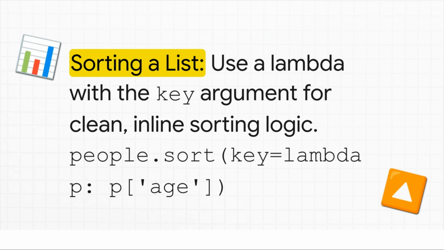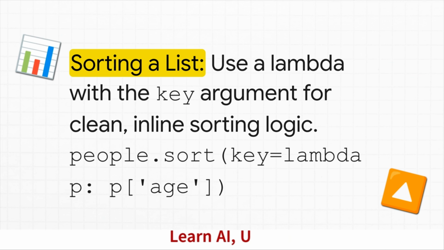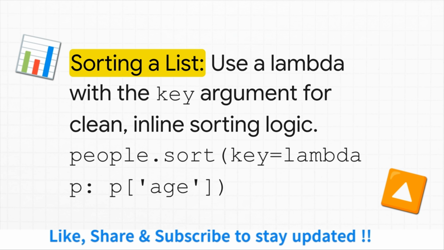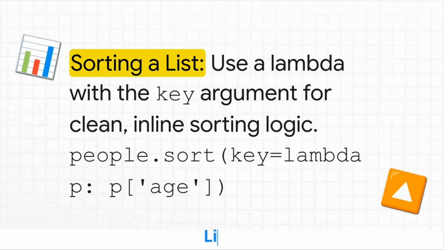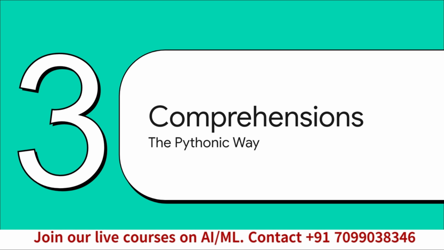And here is a perfect real-world example. Let's say you have a list of dictionaries, right? And you want to sort the whole list based on each person's age. Instead of writing a whole separate function, you can just pop a simple lambda into the sort method's key argument. It just cleanly tells Python how you want to sort with zero extra clutter. It's so good.